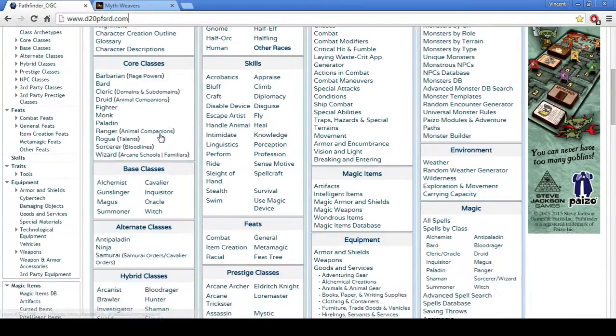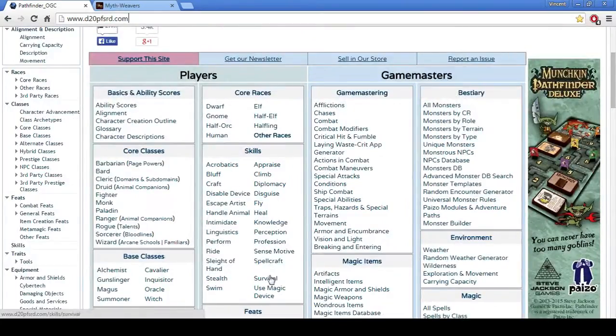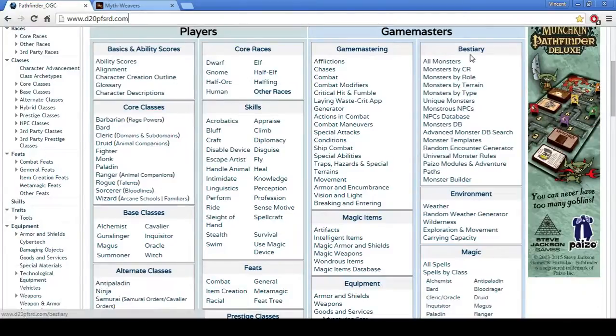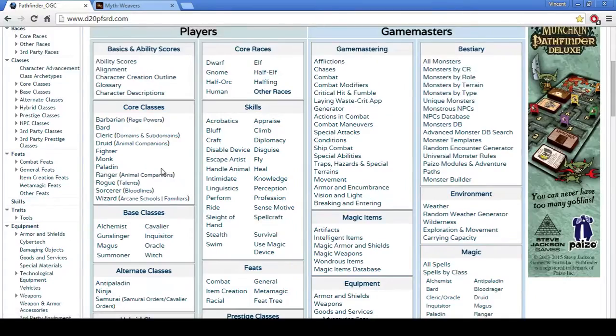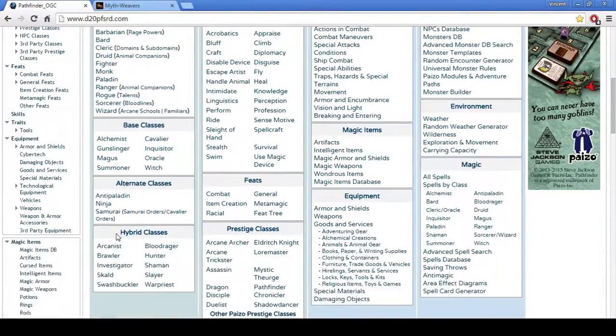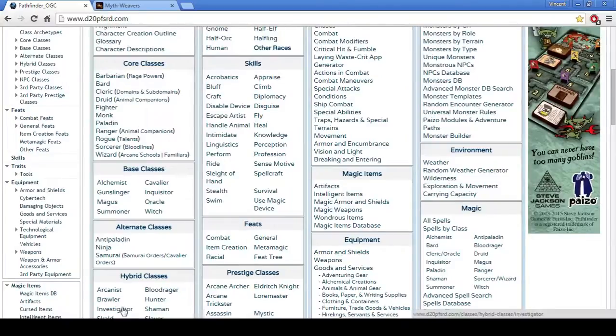That said, I know that there's a ton of information right here. It's everything from game mastering, a bestiary, environment, all this kind of stuff. Ignore all of this for now. All we're going to look at is right over here. We've got some ability score stuff, and we've got our classes. And the first thing you want to do is pick one of these classes.